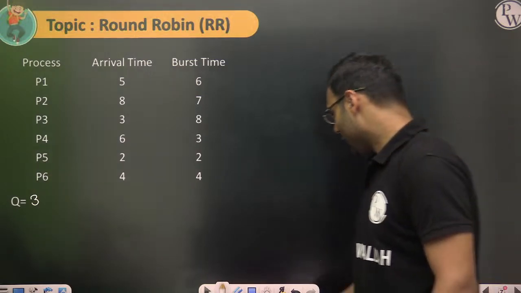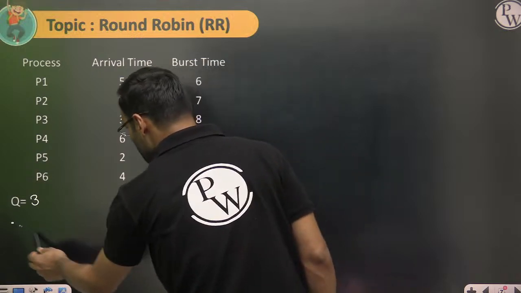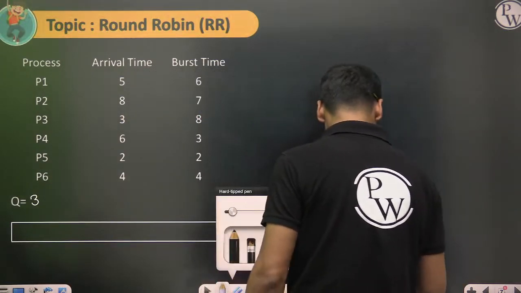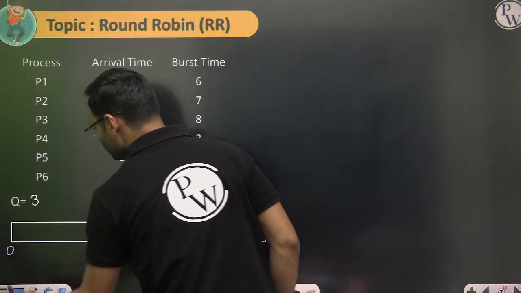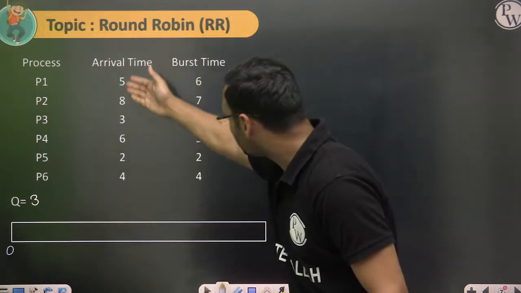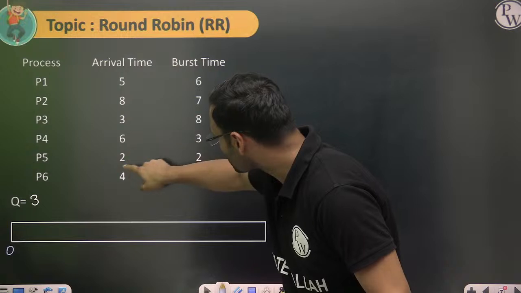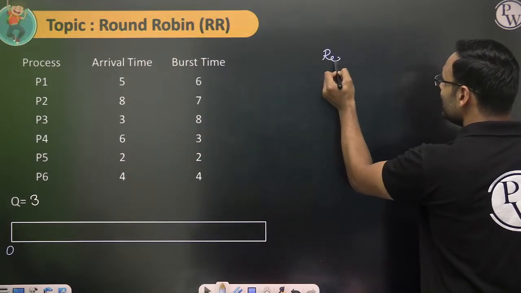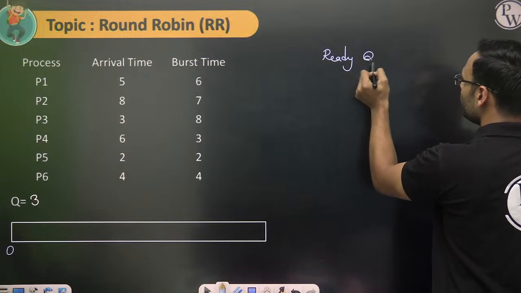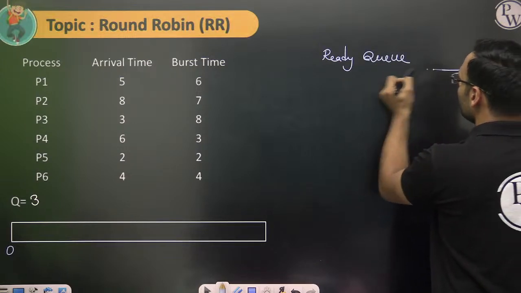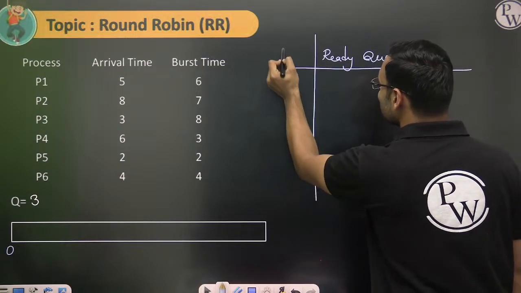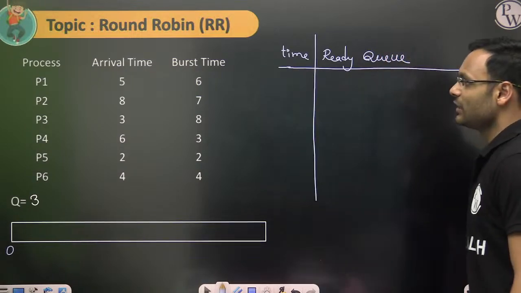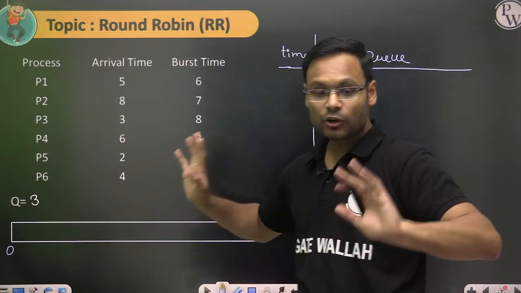Okay, at the very first place, people used to get stuck here. Sir, quantum is 3, but at 0 time, no process is arriving. At time 0, there is no process arrived. The very first process arrives at 2, which is P5. So when we maintain the ready queue, we will have to be very cautious, because the process IDs and arrival times are not in sequence.